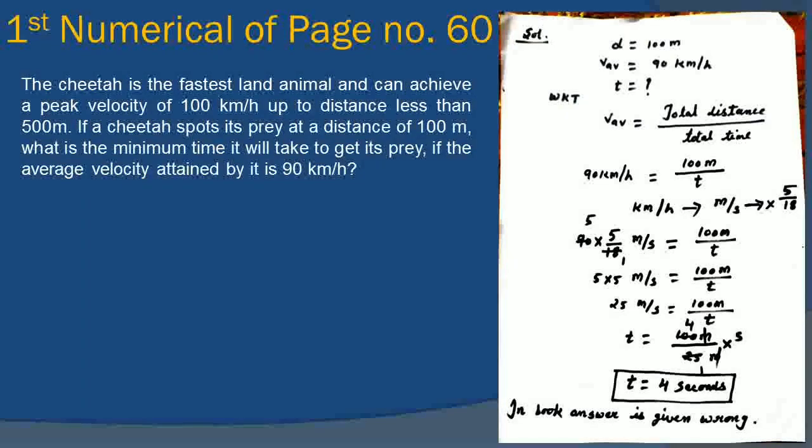Clear? So here we will solve this step. 5 into 5 meter per second, 100 meter upon t will be the same. Now it will be 25 meter per second. Now the right side will be the same, 100 meter upon t. Now what we have to find? We have to find the t. So we have to change its place. So t is equal to 100 meter, which will be the same. At the place of t, 25 meter per second will come. So after solving this step, we got the time as 4 seconds.